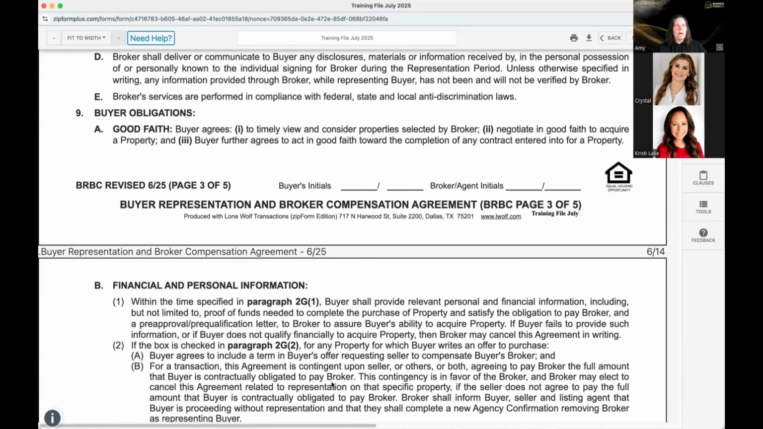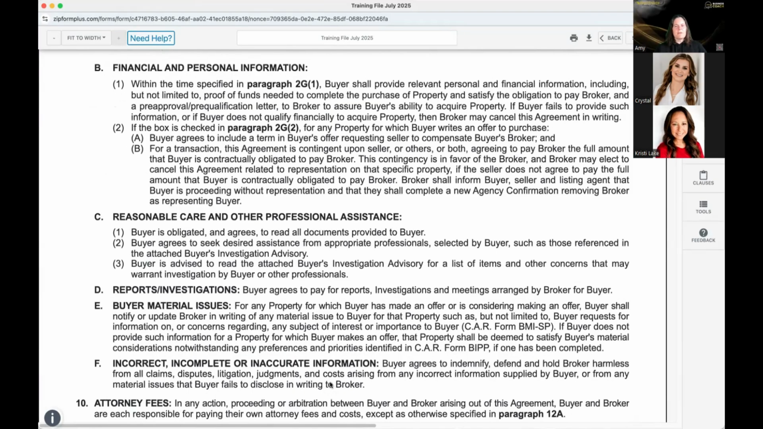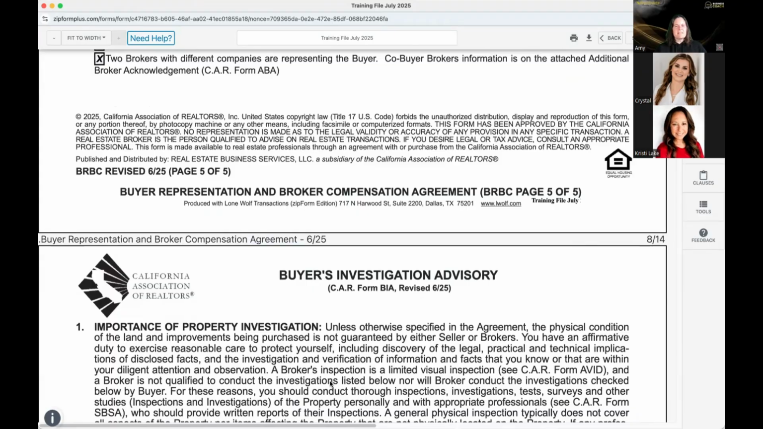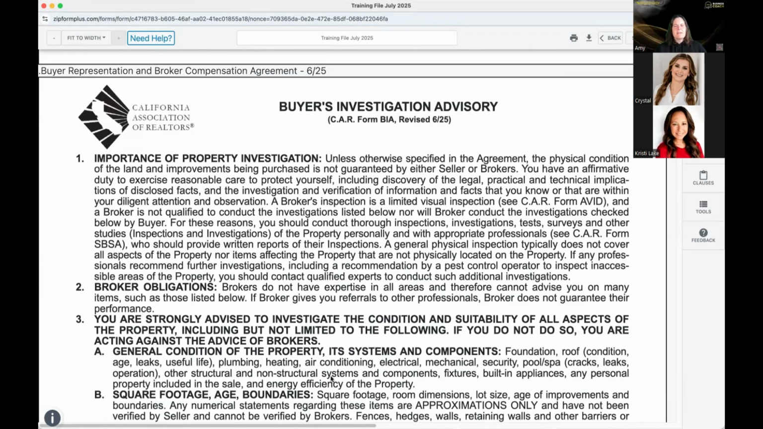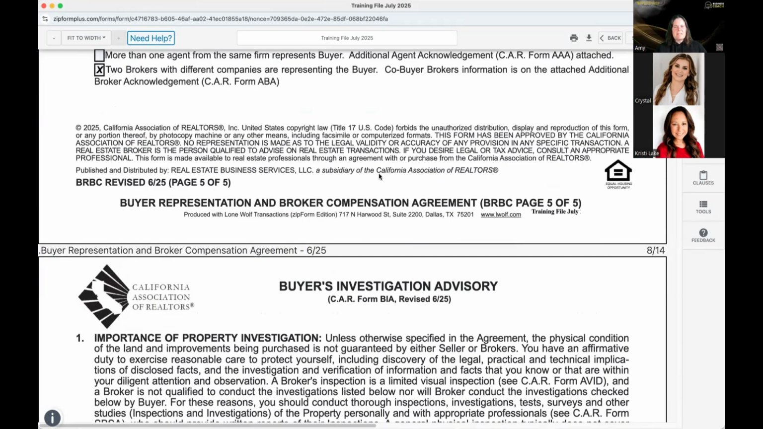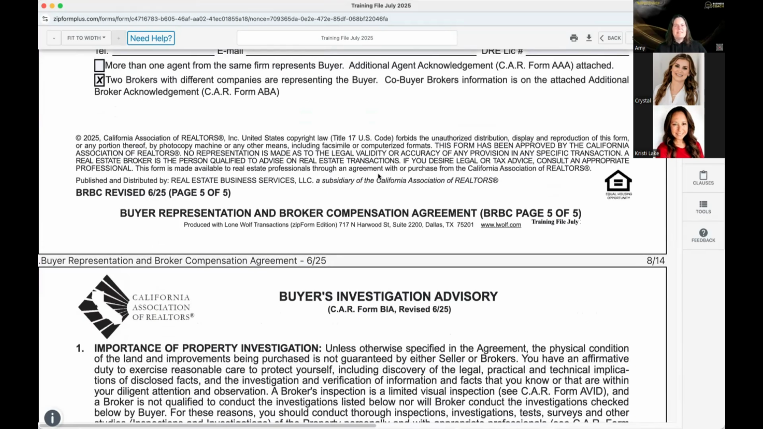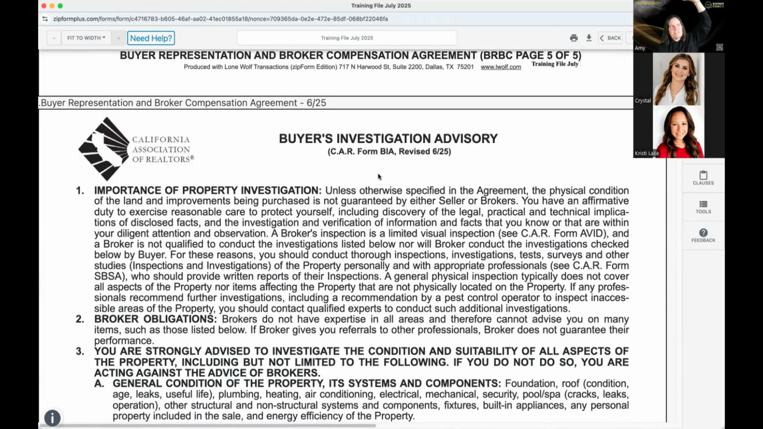Okay, and again, all of these forms that we highlighted that it references in this one, we will talk about next week. I'll bring them up. And it may take us next week. It may take us 2 weeks. Attached to this form, so we had the agency disclosure at the beginning. Then we have our buyer representation and broker compensation agreement. You cannot separate these out because it does reference that agency disclosure in the BRBC. It also references this buyer investigation advisory as part of the BRBC, so it's attached.